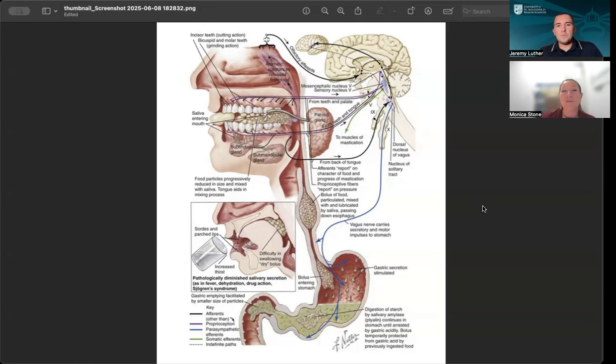Okay, so we're going to move on now to the medical version. We would give this to a clinical colleague that's maybe not familiar. All right, so I'm going to talk to you a little bit about the process of swallowing.